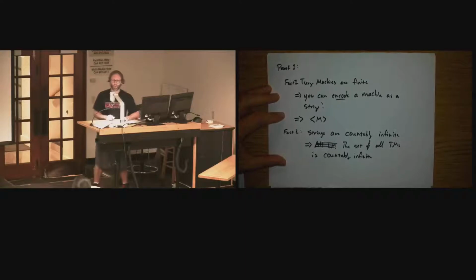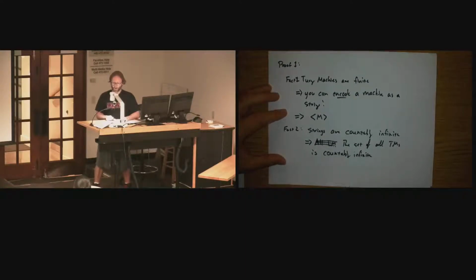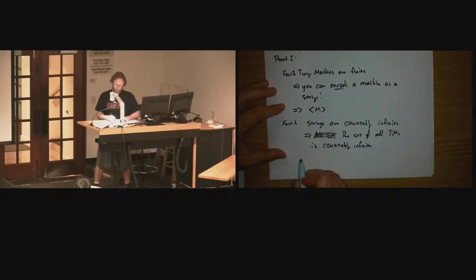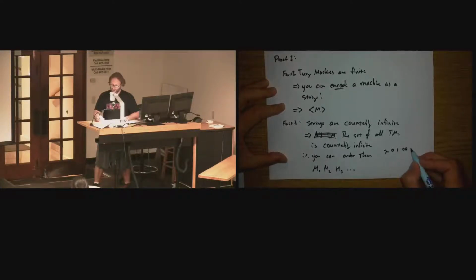Now, hopefully you remember what countably and uncountably infinite are. If not, we can do a really quick review here. But basically, the argument here is that you can order them. You can order them lexicographically. There is a first Turing machine. There is a second Turing machine. There is a third Turing machine, et cetera, because strings are countably infinite. There's the string of length 0. There's all strings of length 1. There's all strings of length 2.